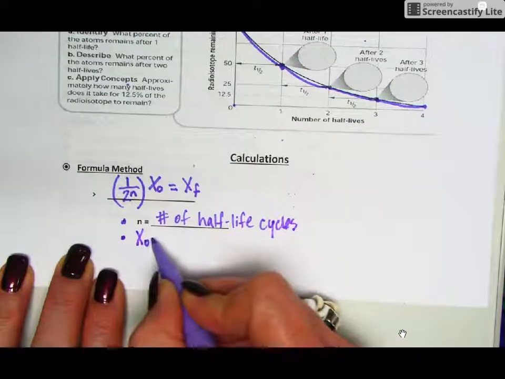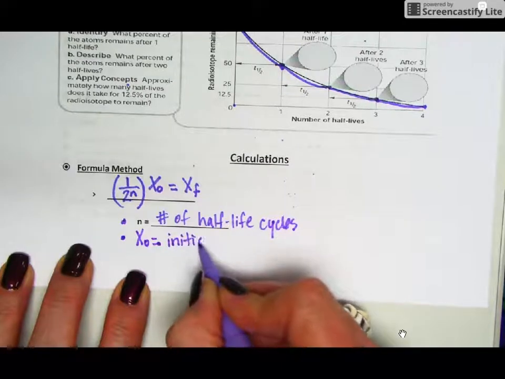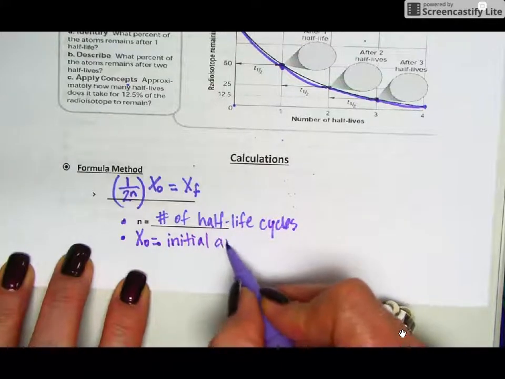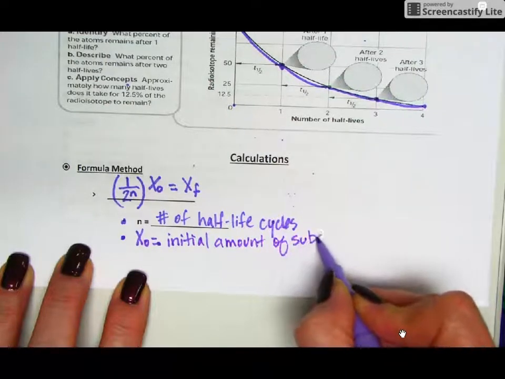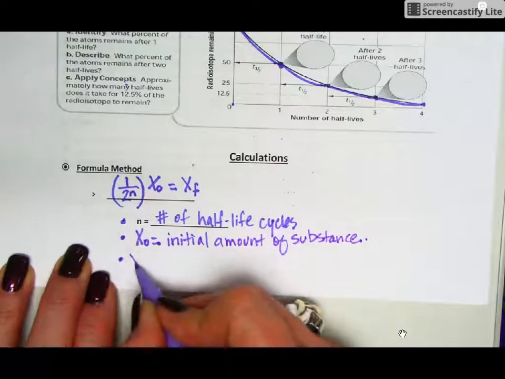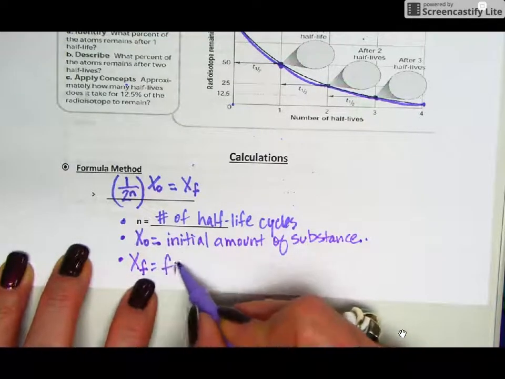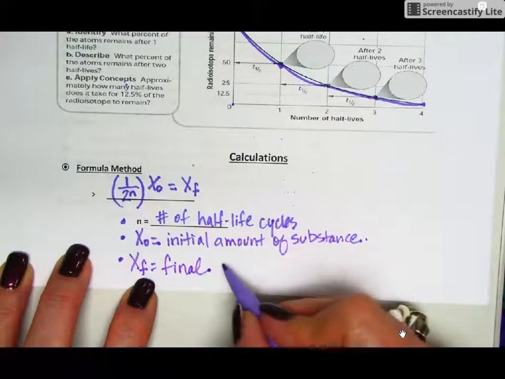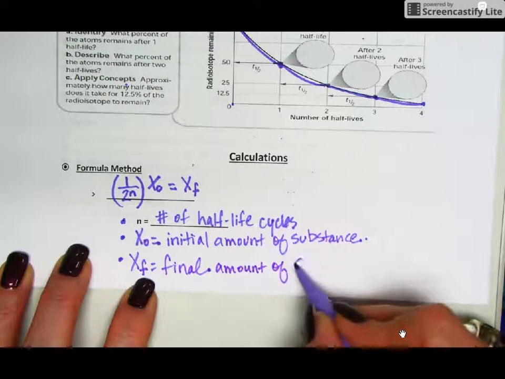X sub 0 represents the initial amount of the substance. And then X sub F represents the final amount of the substance.